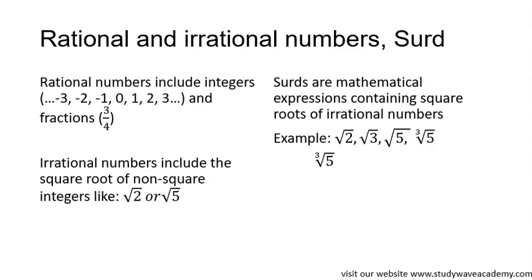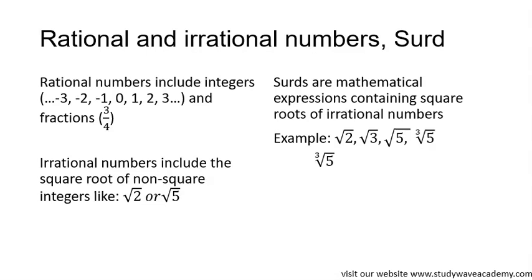Now, irrational numbers include the square root of non-square integers like the square root of 2, or the square root of 5. So irrational numbers are numbers that cannot be expressed as fractions, unlike rational numbers. Irrational numbers have non-repeating, non-terminating decimal expansions. These numbers go on forever without repeating after the decimal point. Do you understand?